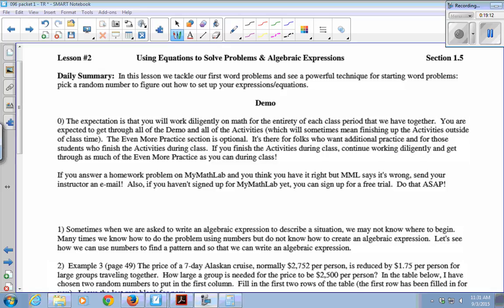All right, so lesson number 2 is where we first start to tackle some word problems. Okay? So we're going to see a powerful technique for starting word problems today, and that is to pick a random number to try to figure out how to use your variable or your unknown.